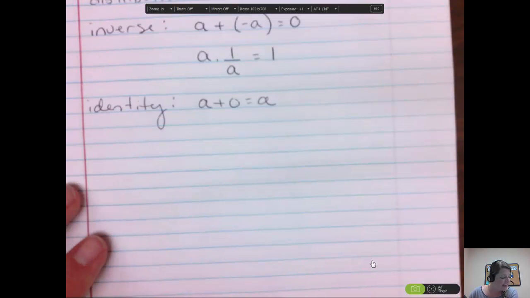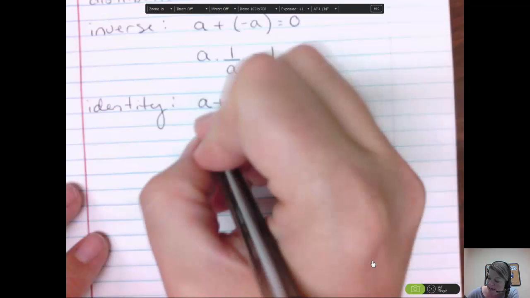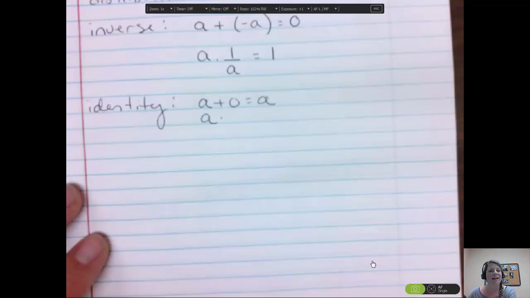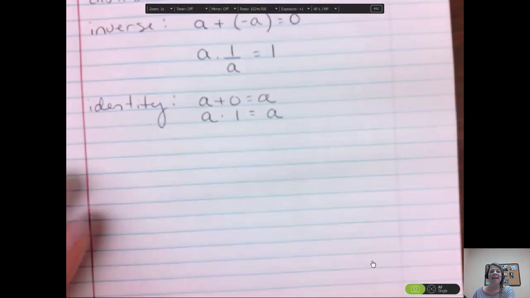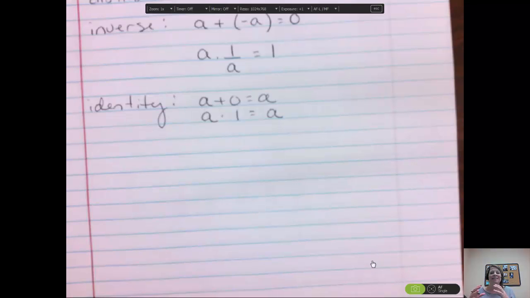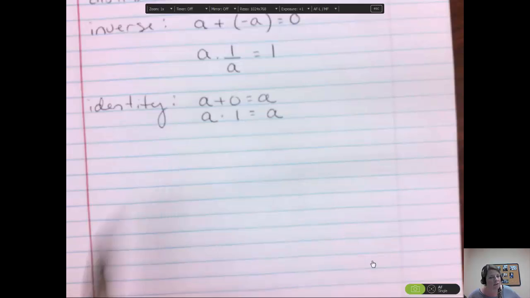Now, the identity idea for multiplication: what can I times a by to still have a when I'm done? It would be 1, right? So a times 1 would give you a. So identity, you're getting back out what you started with. Whether it's an a or a 2 or 5, a 6, those are the two identity properties.